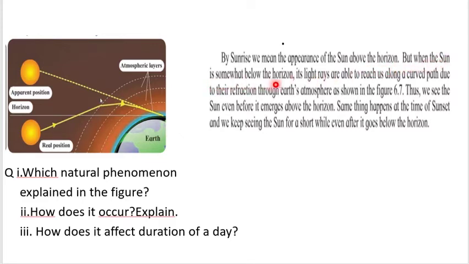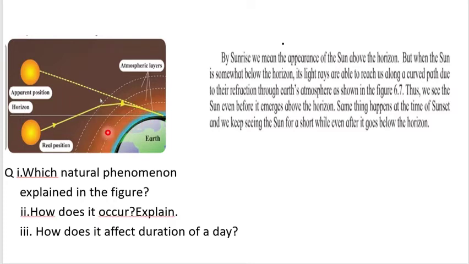But when the sun is somewhat below the horizon, we are able to see the sun in the sky. Why? Because the sun rays are able to reach us along a curved path due to their refraction through the earth atmosphere. Here, due to the refraction of the sunlight, even though the sun is below the horizon, we are able to see the sun in the sky 2 minutes before the sunrise. This is called advanced sunrise.